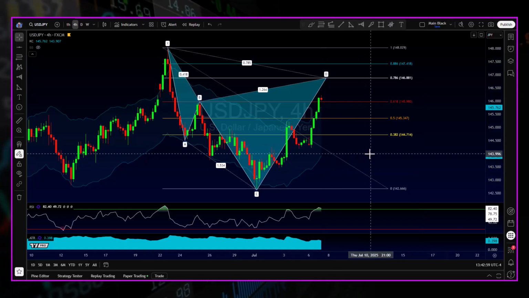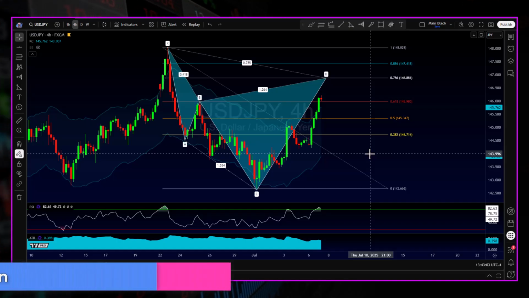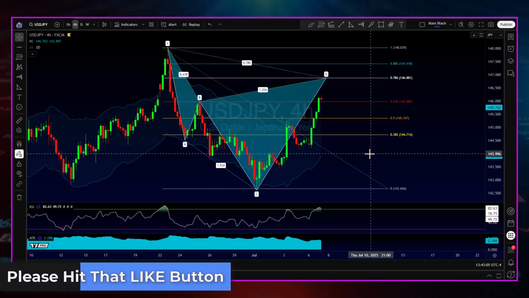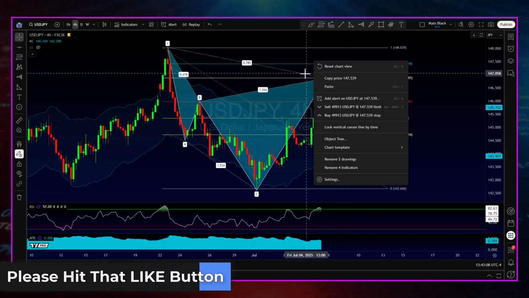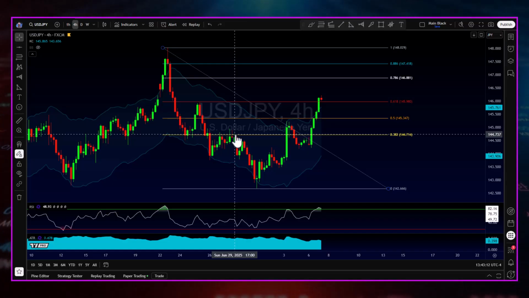Now, I want to put that to the side, keep it in the back of your head. I'll keep it on so you can still see it. But what we're potentially looking at here, actually I'll erase this so we can look at something fresh, is a potential continuation trade in advance of that cipher pattern. And what I mean is this.